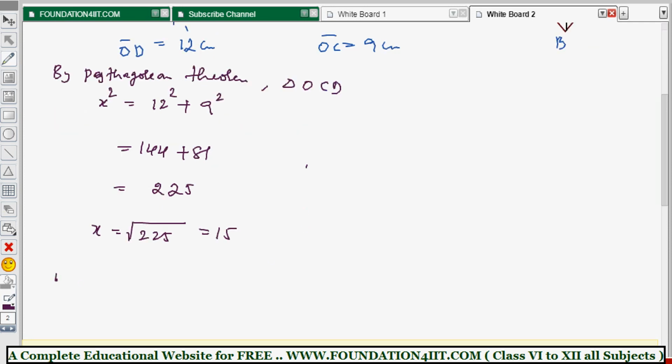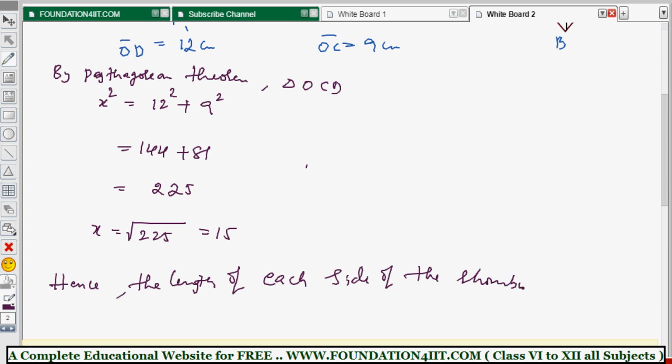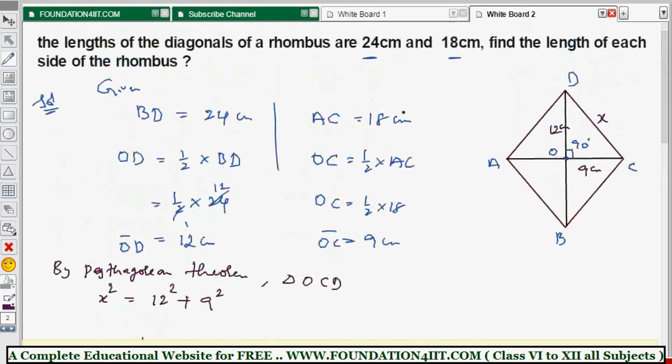Hence, X is equal to the side of the rhombus. Every side is equal in the rhombus. Therefore, the length of each side of the rhombus is equal to 15 centimeters. So CD is 15 centimeters, and every side is the same: this is 15, and this also 15. BC is 15 because X is equal to 15 centimeters. Every side in a rhombus is equal.